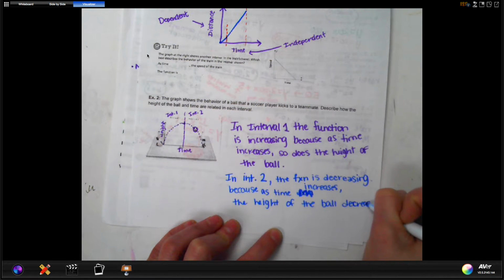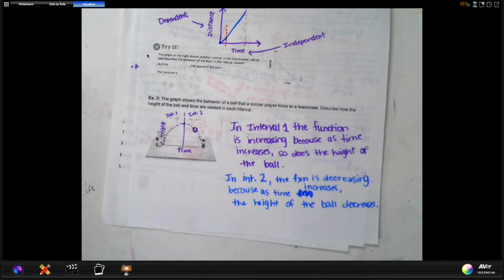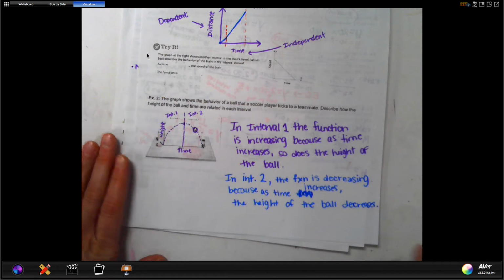So describing these is really just a matter of looking at the picture and telling what's going on. It's pretty obvious as you get going. These are pretty easy ones. You can use your intuition to help you.